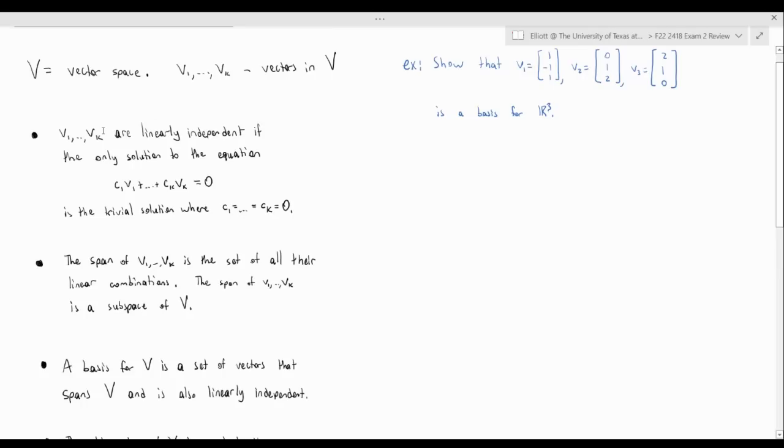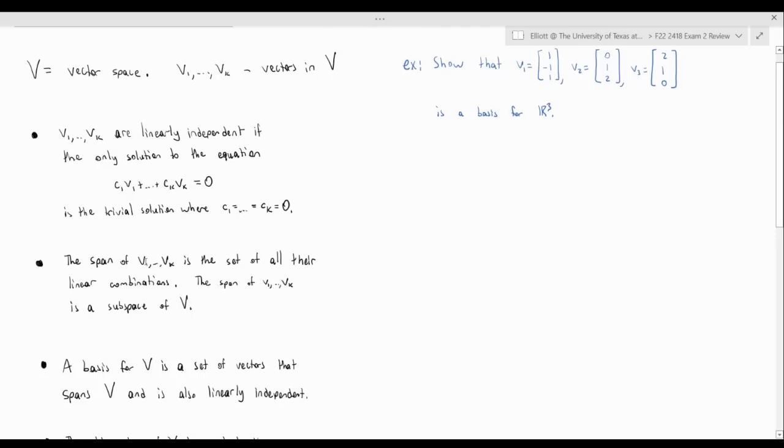So the definition of linear independence, I've written it out here. Vectors v1 through vk are linearly independent if the only solution to this equation, where it's equal to 0 on the right-hand side, is what they call the trivial solution, where all of the coefficients are equal to 0, okay? So if that's the only solution to the equation, they are linearly independent.